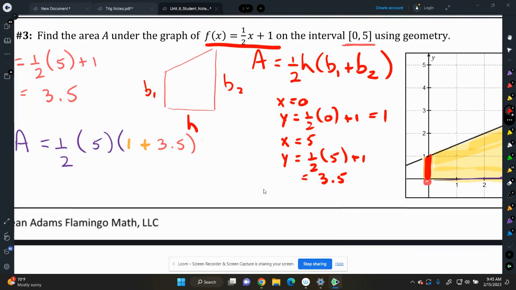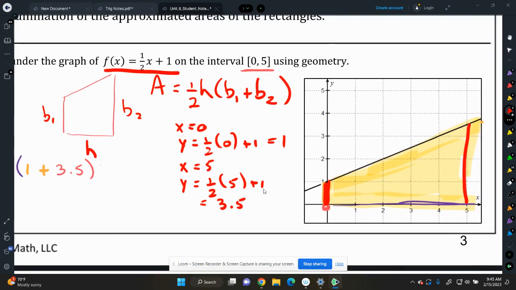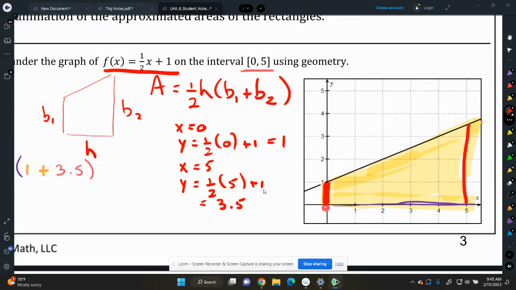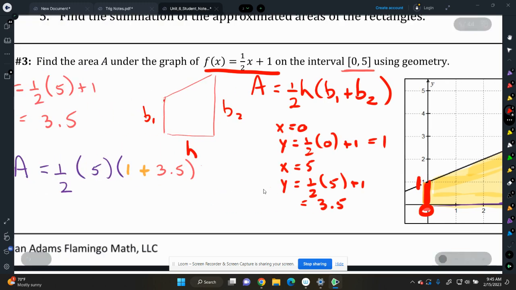But wouldn't it be 1, not 0? Why would it be 1? 0, 1 rather. Because you're taking the height of it and it goes up to 1, not 0. When X is 0, Y is 1, right? That's my B1. That means this trapezoid has a B1 height of 1. When X is 5, Y is 3.5. That's my B2.